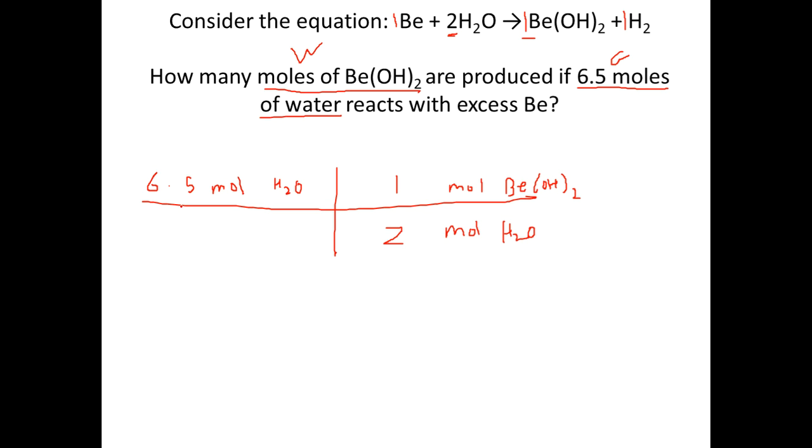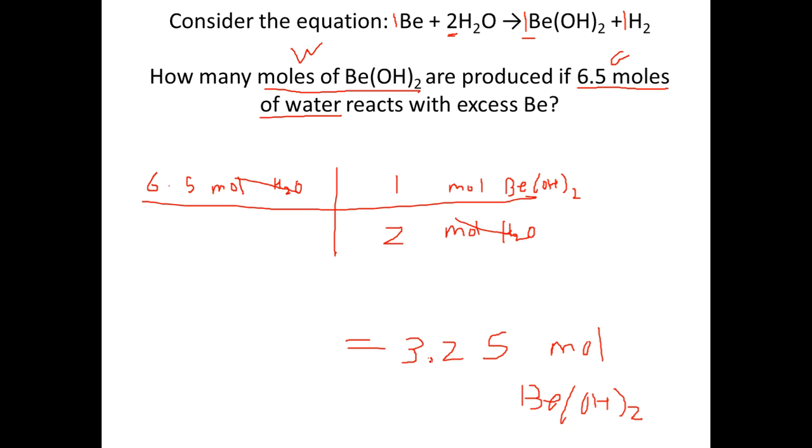So then all you have to do is, first we would cross out the units, leaving moles of beryllium hydroxide as the unit that I'm solving for. So all you have to do is multiply the top, divide by the bottom. So it's 6.5 times 1, which is 6.5, divided by 2, which comes out to 3.25 moles of beryllium hydroxide. And that would be your answer.